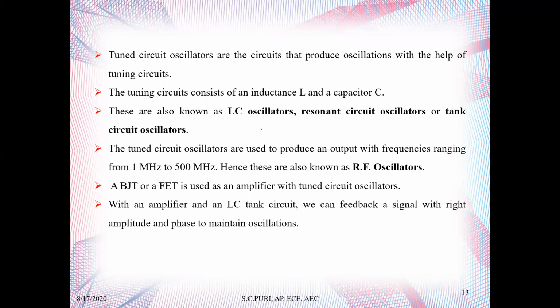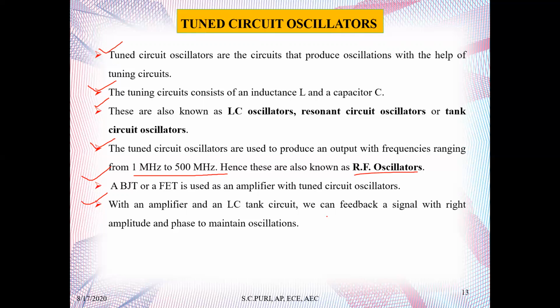Now, tuned circuit oscillators are the circuits that produce oscillation with the help of a tuning circuit. The tuning circuit consists of an inductance L and a capacitance C. These are also known as LC oscillators, resonant circuit oscillators, or tank circuit oscillators. The tuned circuit oscillators are used to produce an output with frequencies ranging from 1 MHz to 500 MHz. Hence, these are also known as RF oscillators. A BJT or a FET is used as an amplifier with tuned circuit oscillators. With an amplifier and an LC tank circuit, we can feed back a signal with right amplitude and phase to maintain oscillations. So this is the tuned circuit oscillators characteristic.